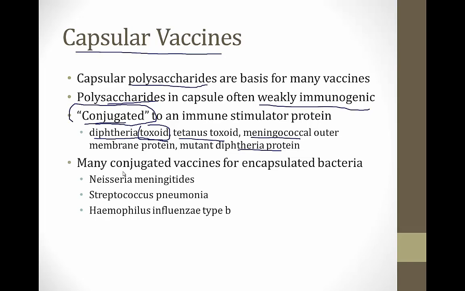And we use conjugated vaccine for several important bacteria. If you vaccinate someone against Neisseria meningitidis, you're using a capsular vaccine. When you immunize elderly patients against strep pneumonia, you use a capsular vaccine. And the vaccine we use for children against Haemophilus influenza type B is also a capsular vaccine.